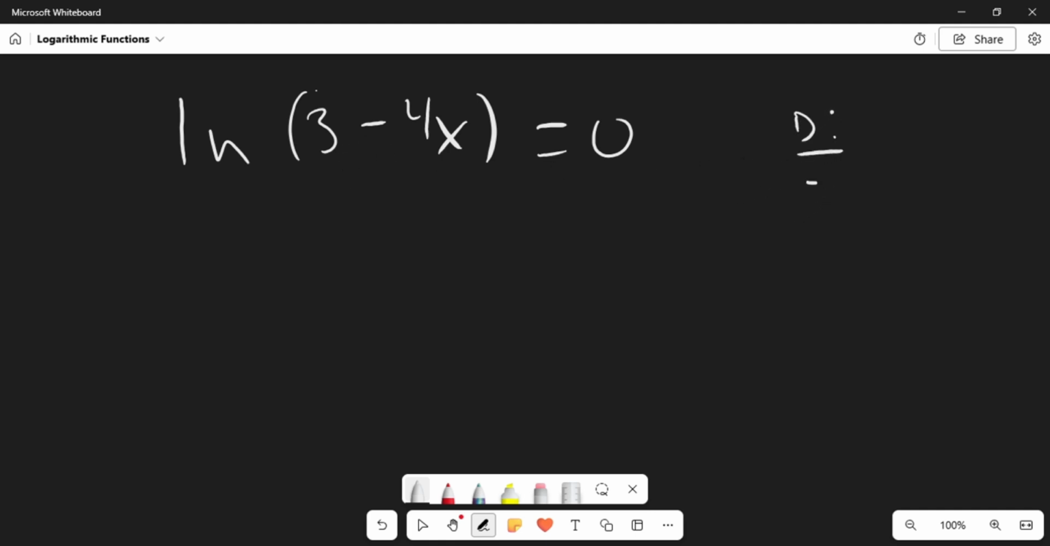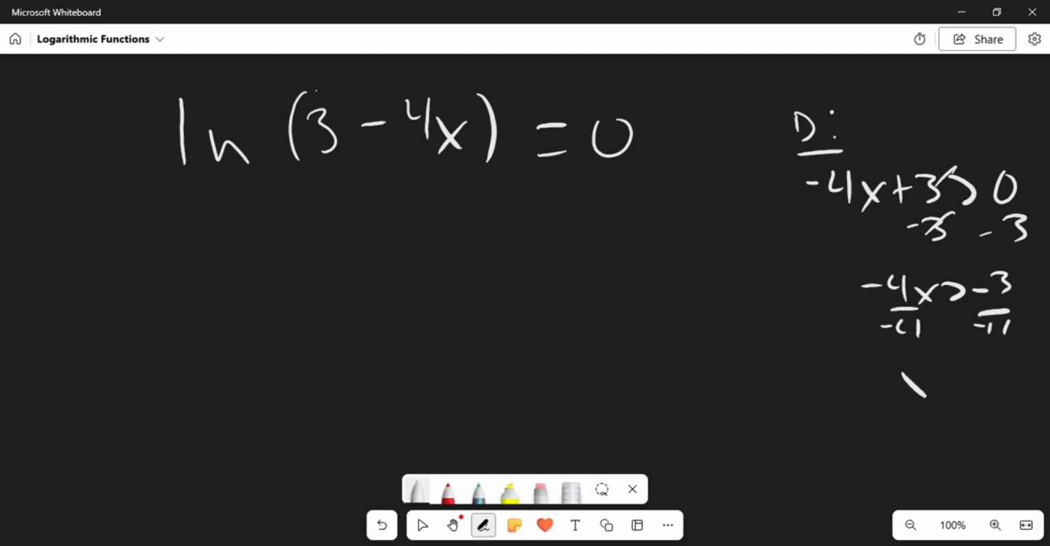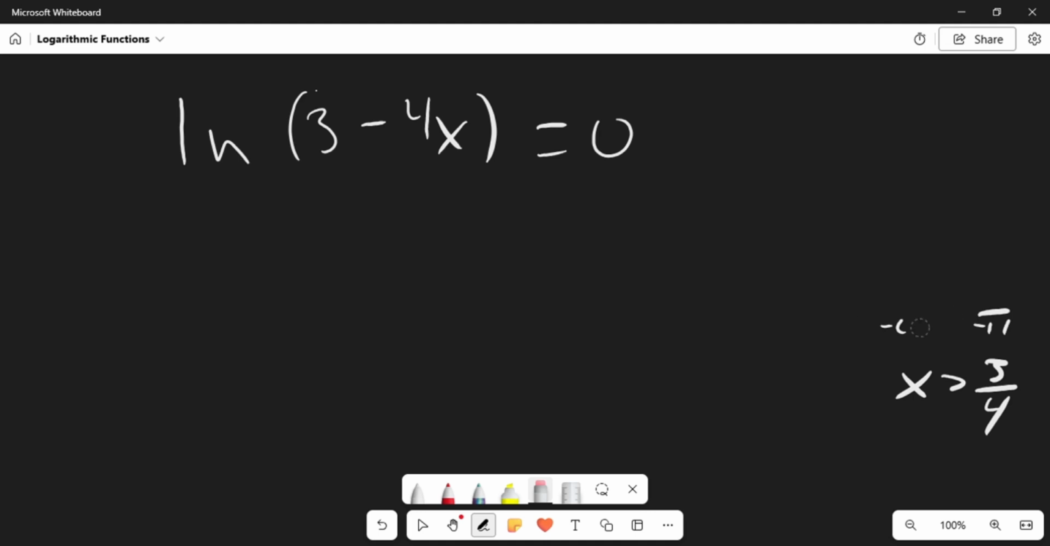So we have, of course, negative 4x. Let's just write it in a different way. It has to be greater than 0, as we know, right? So let's just solve for this. Minus 3 divided by negative 4, and x has to be greater than 3 over 4. Okay, so that is the domain that we have gotten for this logarithmic equation.